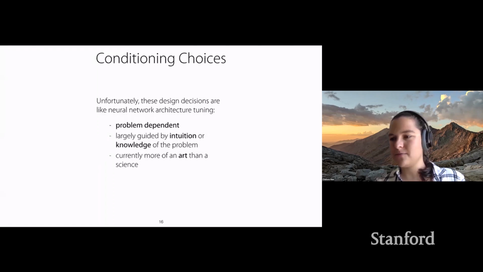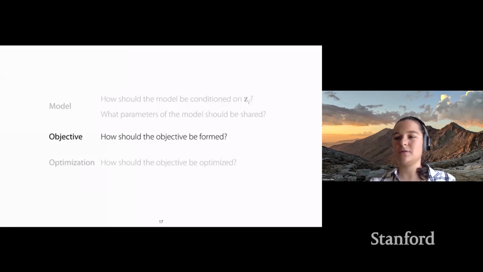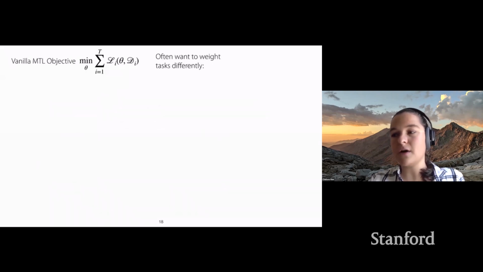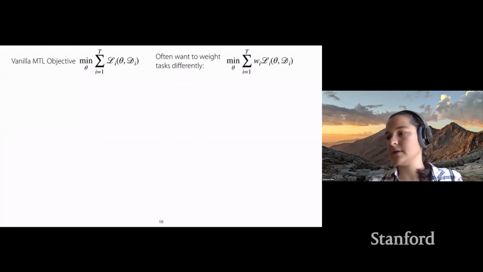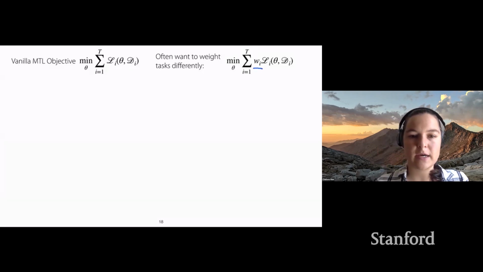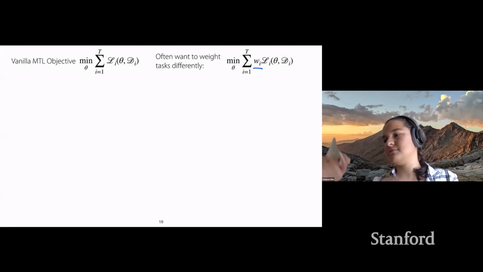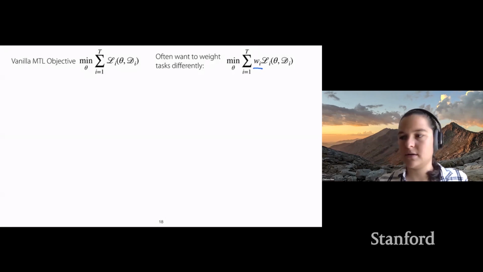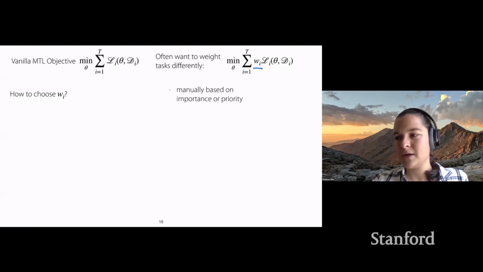So that's it for the model. Now let's talk a bit about the objective. We talked about the vanilla objective before, which is just the summation over all of the tasks. But often we want to weight different tasks differently. So we may want an objective that looks more like this, where there is a weight for each task, and you want to upweight or downweight some tasks in various ways. Now the key question is, how do you actually choose these task weights?